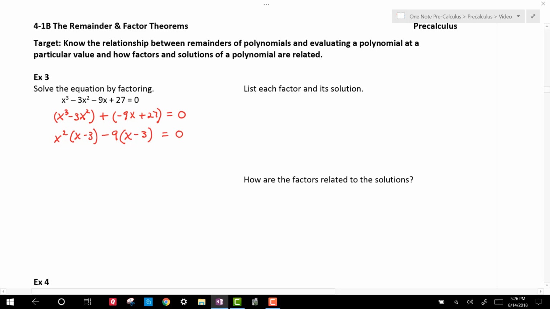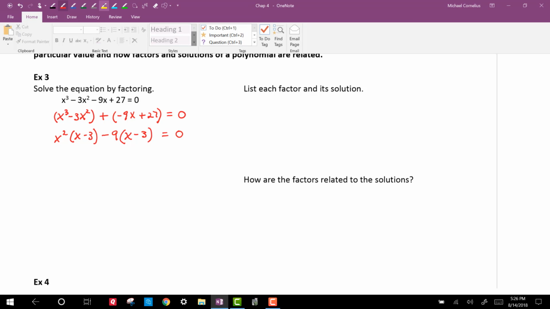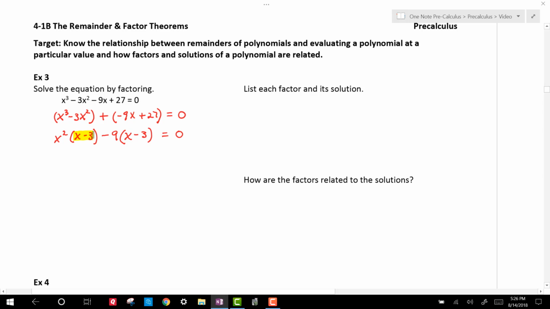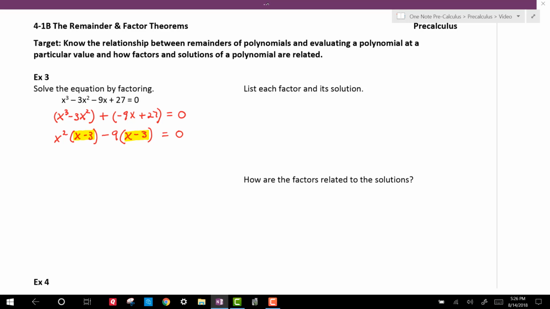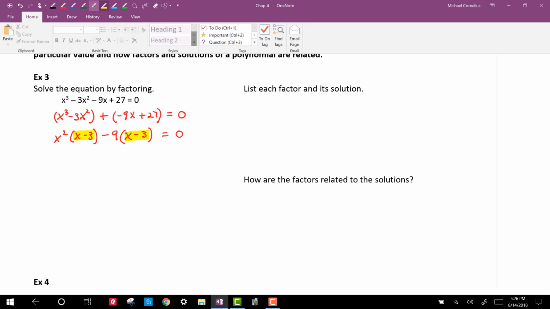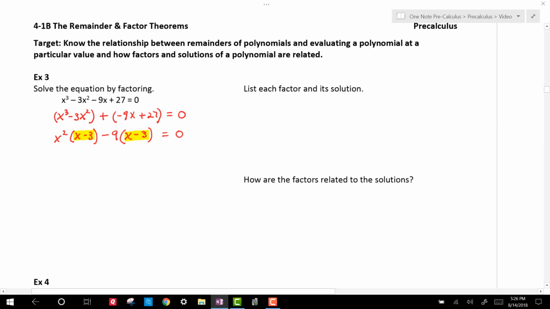Now, what I'm actually doing at this next step is factoring out an x minus 3 from the set on the left and from the set on the right, just like you would factor out any other common term. So I factor out the x minus 3. It essentially takes it away from both of those terms, and what's left is x squared minus 9 equal to 0.